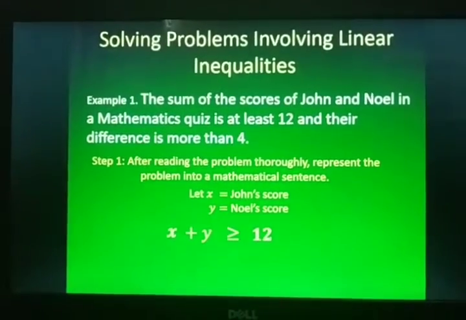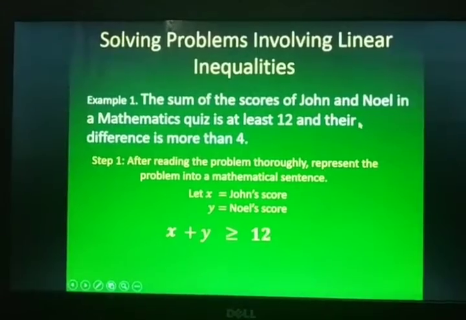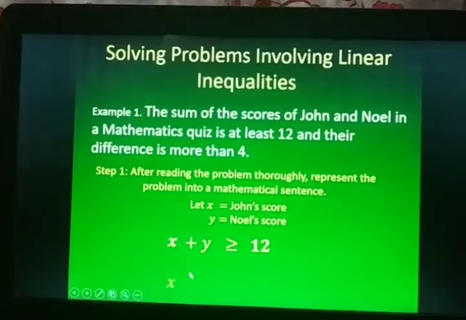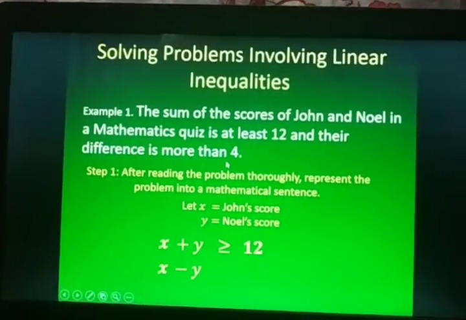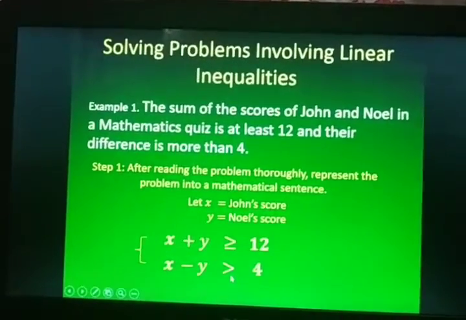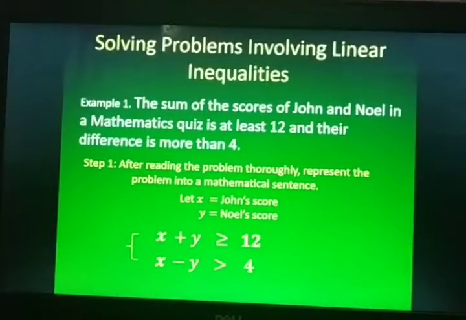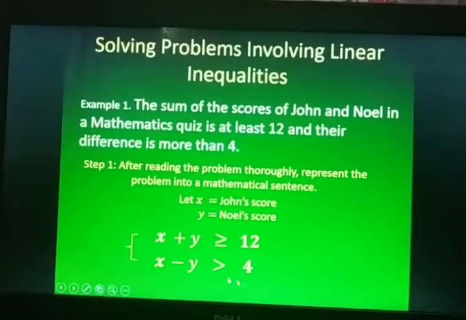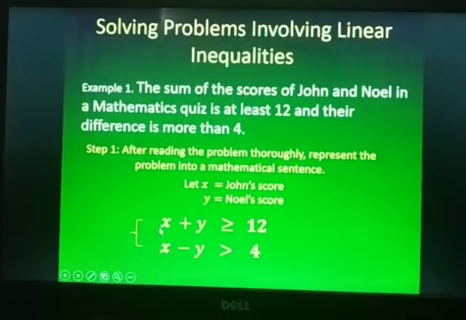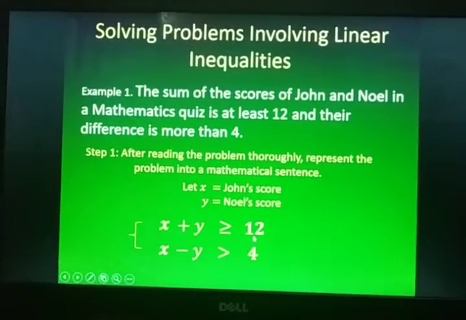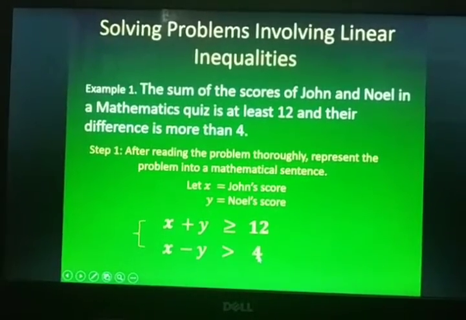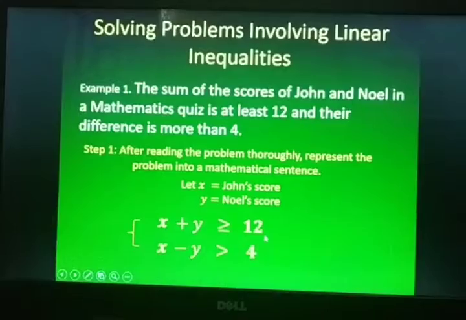Next. Second sentence will become our second linear inequality. Kay systems ni class, their difference. So, we have to subtract x minus y is more than 4. So, that's greater than 4. See, that's our system of linear inequalities. Interpreting our problem into two linear inequalities, that's the systems of linear inequalities. The sum of John and Noel's score is at least 12. And their difference, x minus y, is greater than 4. Okay? Kung i-add mo, 12 and up.